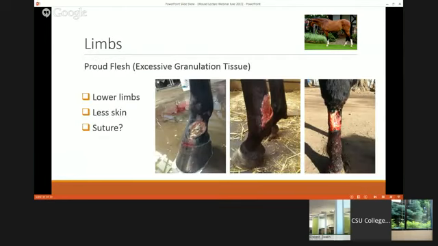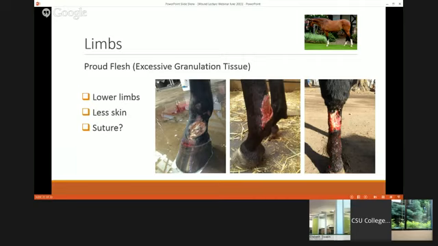Another thing that horses like to do with wounds is develop proud flesh or excessive granulation tissue. Especially in their lower limbs, they have lots of motion, they're always moving, and they often don't have a lot of skin to cover the wounds to start with, so stitching them up is not always very easy. And so when they heal, they develop this excessive tissue, and it does wind up needing to be trimmed away by your veterinarian so the skin can eventually close over.